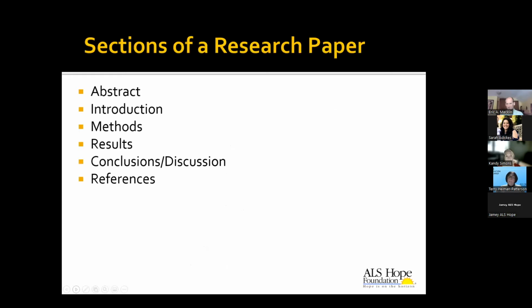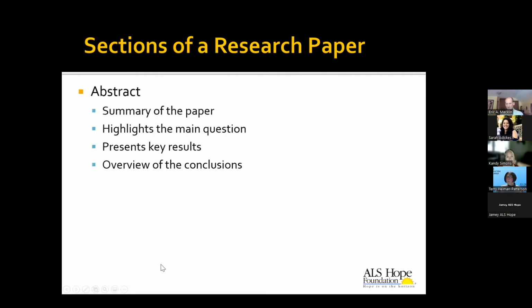It's going to be slow at first, but like everything, it gets easier as you do it. So let's start with the sections of a research paper. We have an abstract, an introduction, methods, results, conclusion, discussion, and the references. The abstract is a summary of the paper. It highlights the main question. It should at least give a sentence of background so you understand why the investigator was asking the question. It presents the main results, may have a sentence or two about what the method was, and gives you an overview of the conclusions.